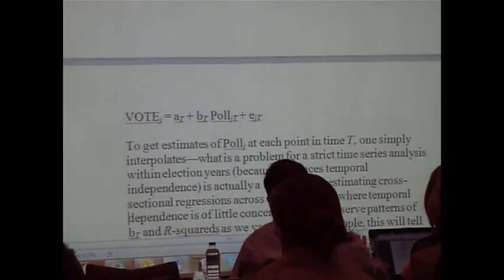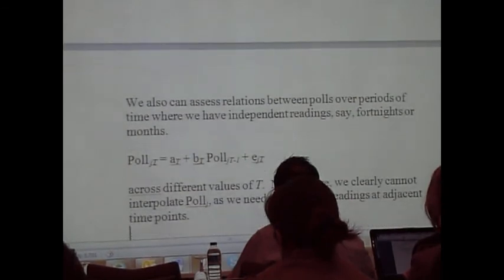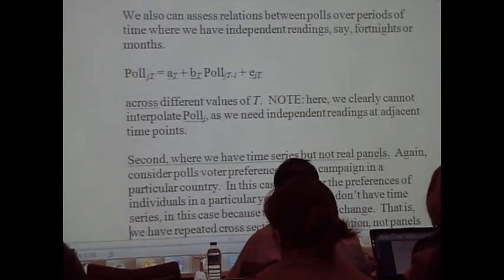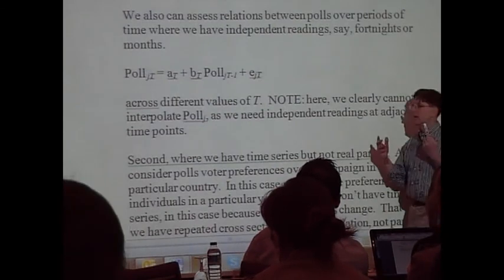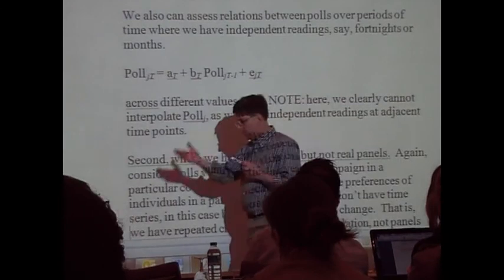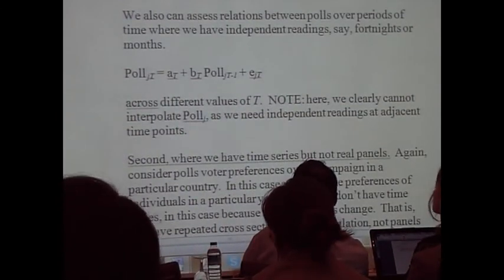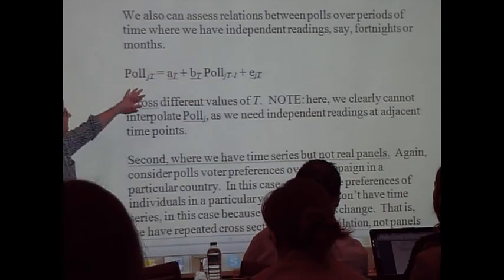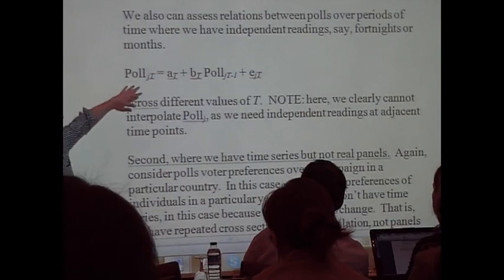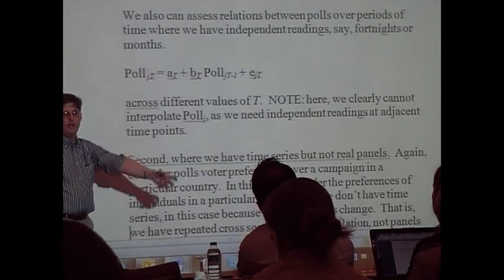That's one thing you can do. Another thing you can do, something that I think has more general value outside of just elections, is look at the relationship between polls over different periods of time. So again, you're looking at a poll over these 15 elections, but now you're trying to find a relationship between polls at two different points in time. Here the poll is your dependent variable on some day t.